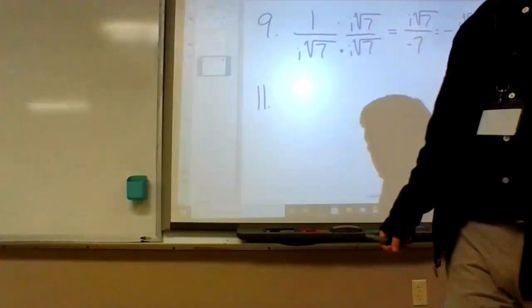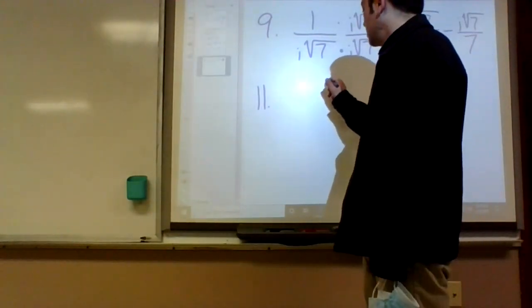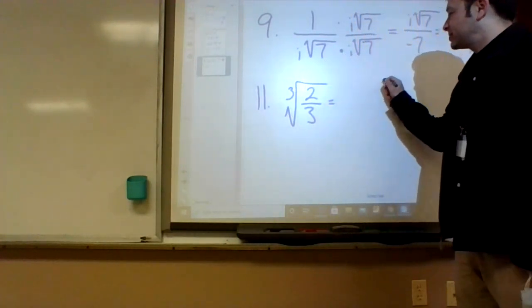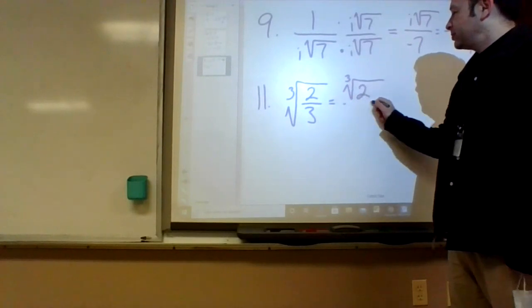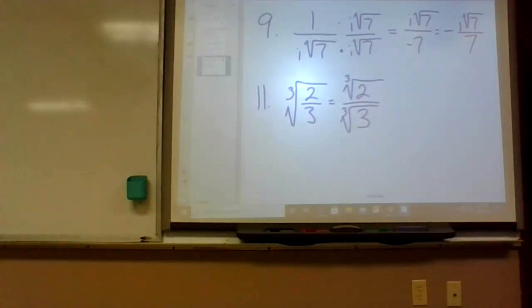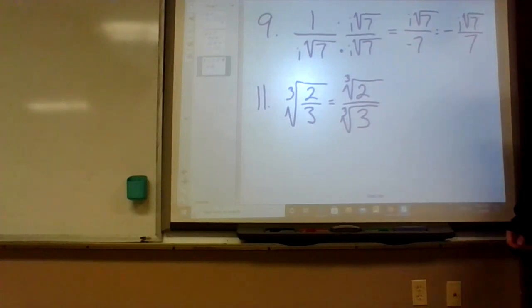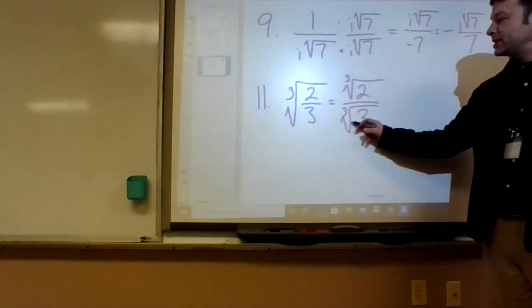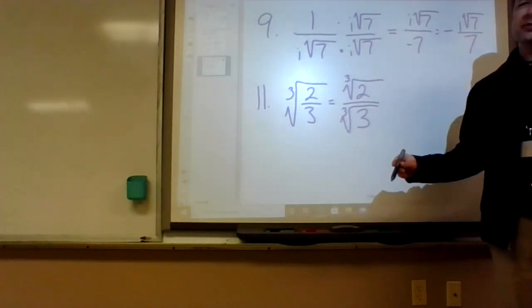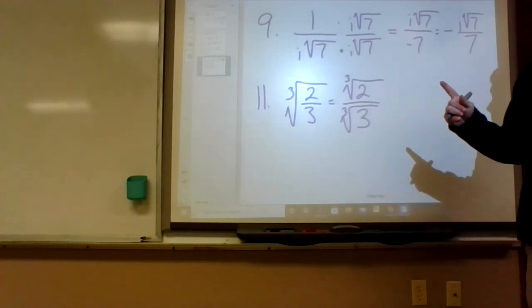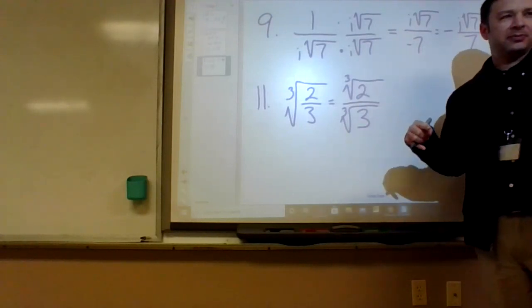Number 11, cube root. These are ones the Casios cannot do. Cube root of 2/3 is the same thing as cube root of 2 over cube root of 3. Just like you can't leave a square root in the bottom, you can't leave a cube root. You're not supposed to leave a radical on the bottom. So how could I fix it? I need something that has a cube root. 3 does not have a cube root. What does have a cube root? 9 has a square root. 27 has a cube root, right?